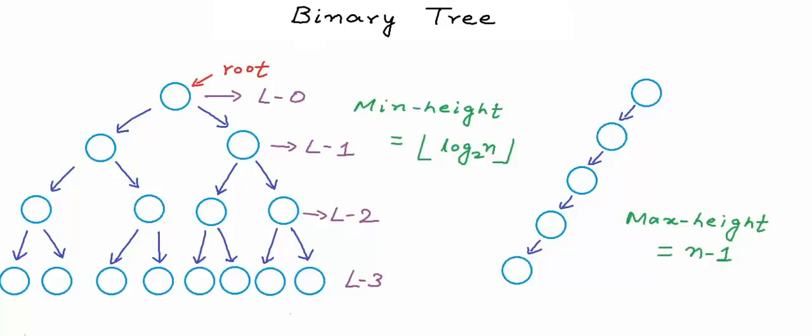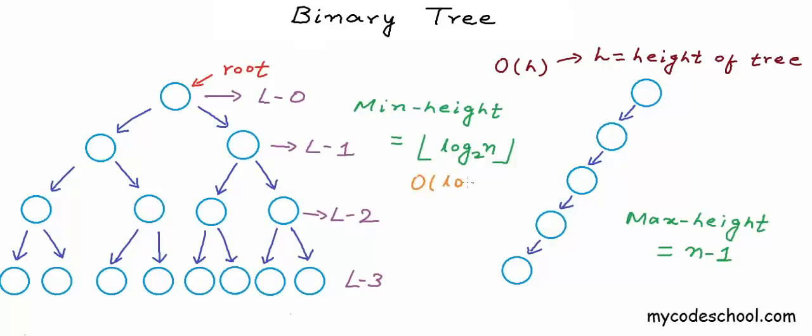Now think about this. If I'm saying that time taken for an operation is proportional to height of the tree, or in other words, if time complexity of an operation is big O of h, where h is height of the binary tree, then for a complete or perfect binary tree, my time complexity will be big O of log n to the base 2. And in worst case, for this sparse tree, my time complexity will be big O of n. Order of log n is almost best running time possible.